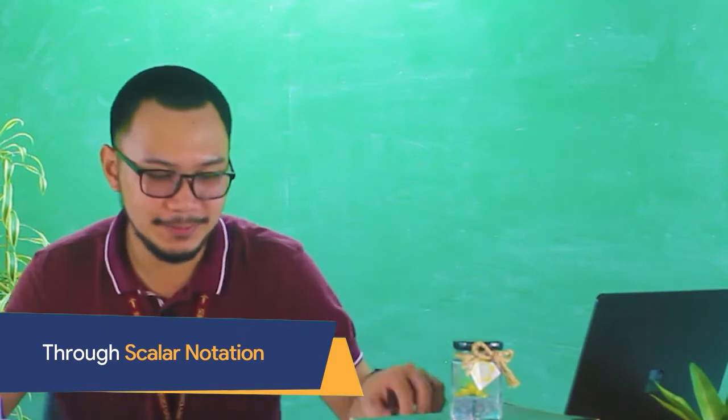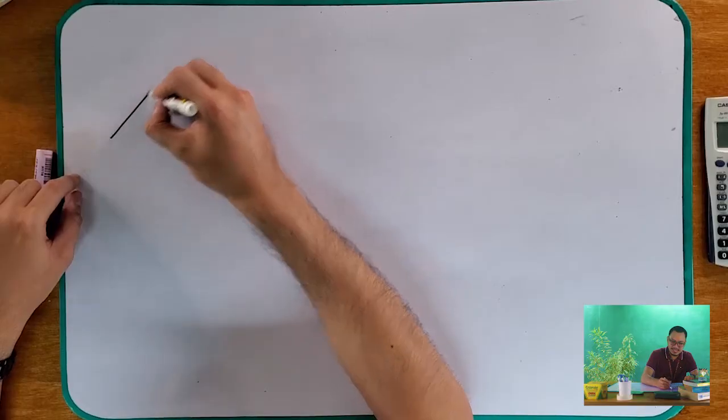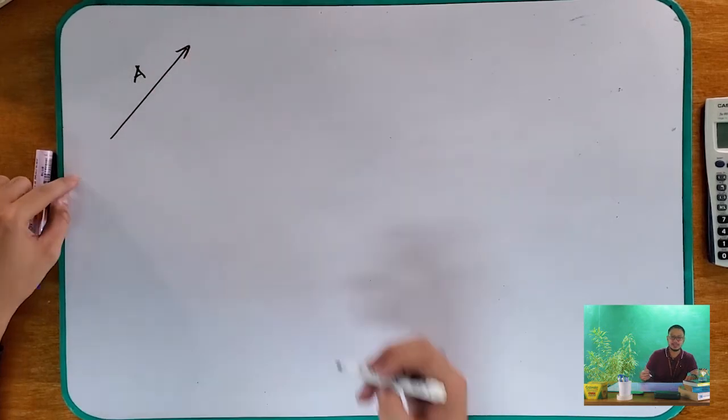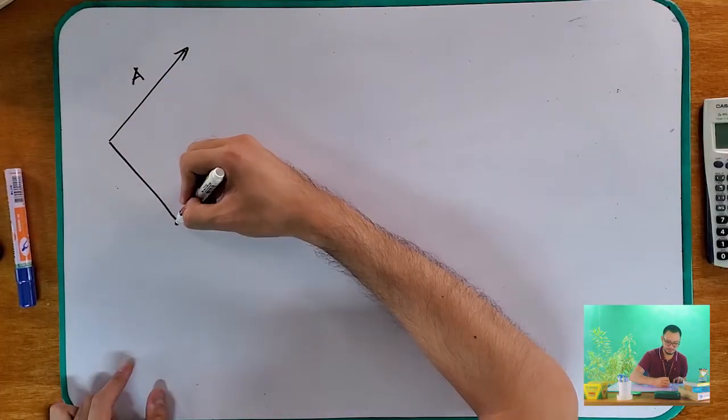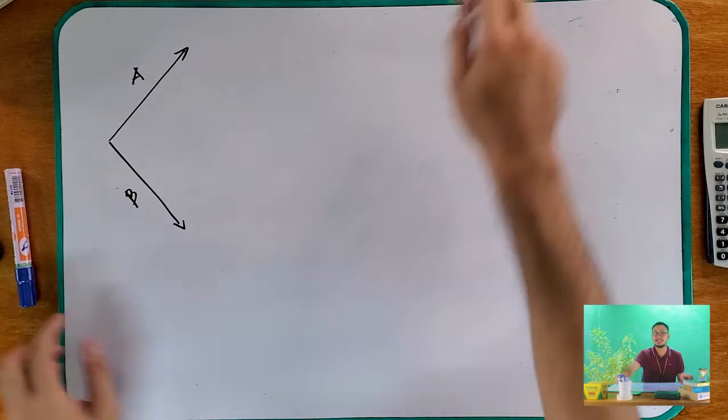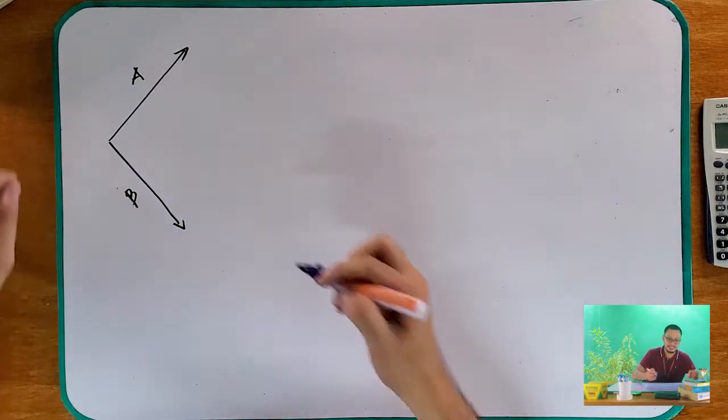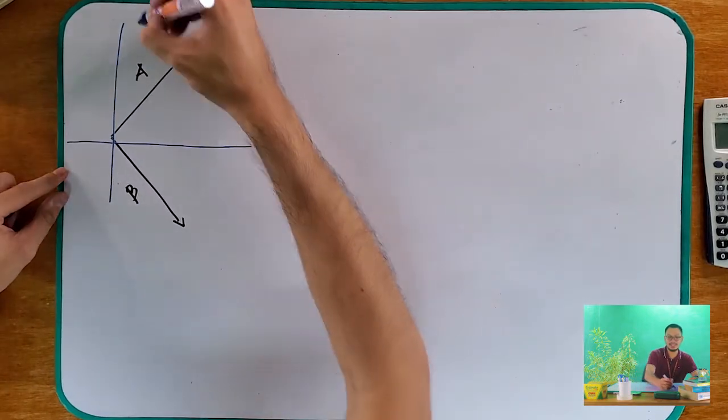Say for example, you have force A, and you also have force B. To make this easier to solve, instead of creating a parallelogram or a triangle out of these two forces, we can create a coordinate system. Let's see. What I will do first is connect the tails of A and B. And now I will place the coordinate axes. So this is your x and this is your y.